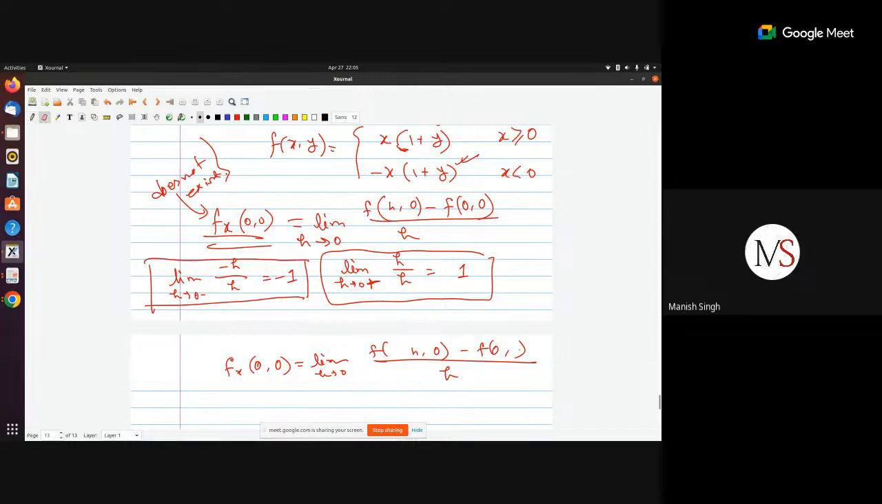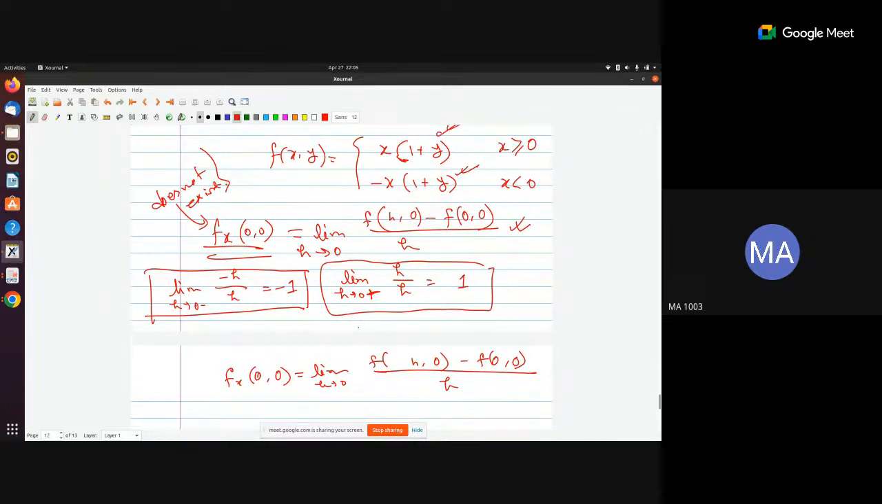Right? This is what we get. That is what I have written. Now, when h is positive, h is coming from the positive side of the x-axis, then we have to check the first one, because this is x greater than or equal to 0. That's why h by h is coming. When h is coming from the negative side, I am getting minus h, so minus h by h, that is minus 1. So these two are different. So the limit does not exist.